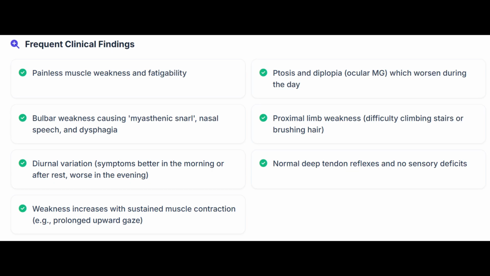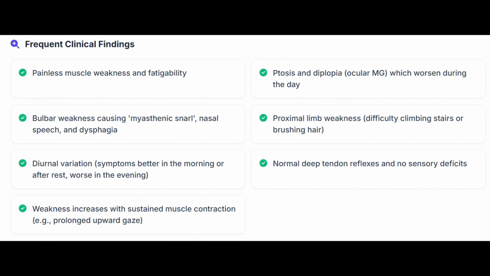A key diagnostic clue is diurnal variation. Symptoms are typically mildest in the morning or after rest, but peak in the evening. Importantly, despite the motor weakness, deep tendon reflexes remain normal, and there are no sensory deficits.